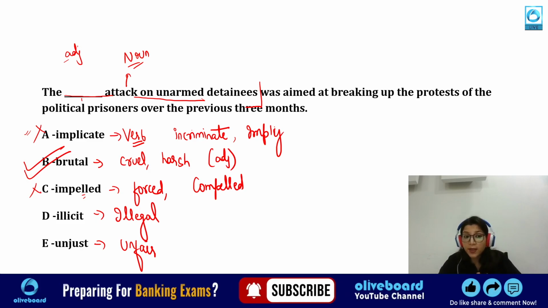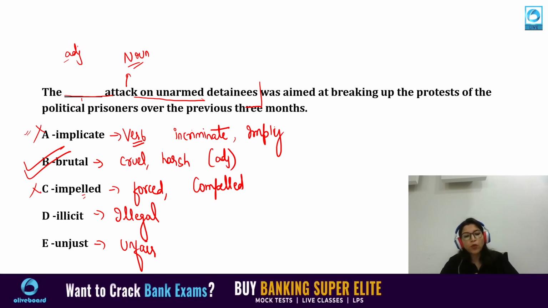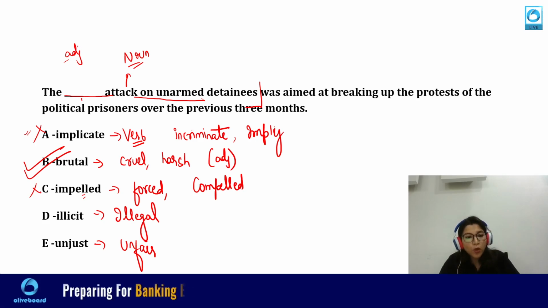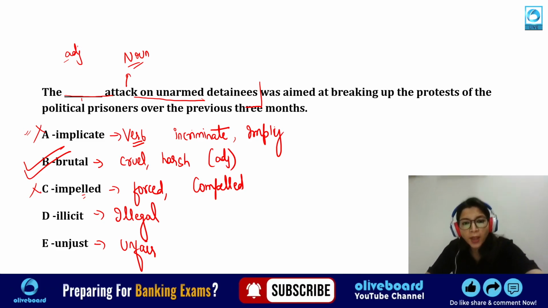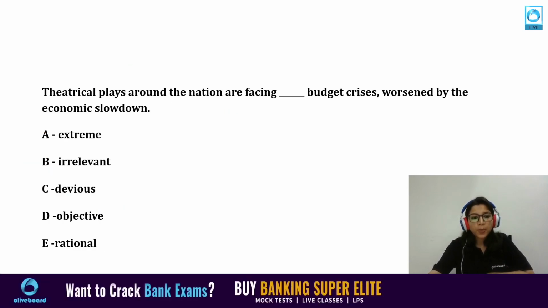brutal murder, we say he was murdered brutally. So brutally, brutal, this is used for attack, murder and all, for anything that is cruel, that is harsh. I hope you got how to look at it, which things to focus on. I hope you are getting each and every point. Everything must be making sense. Okay? Let's proceed to the next question.